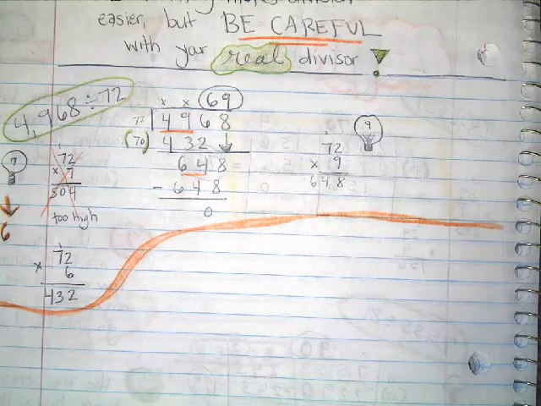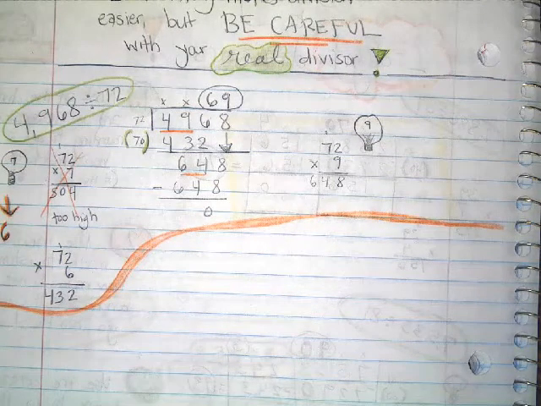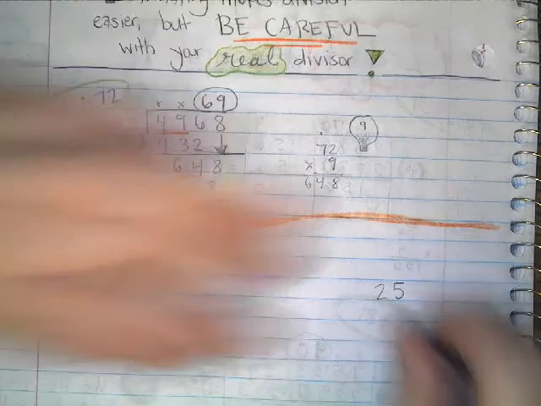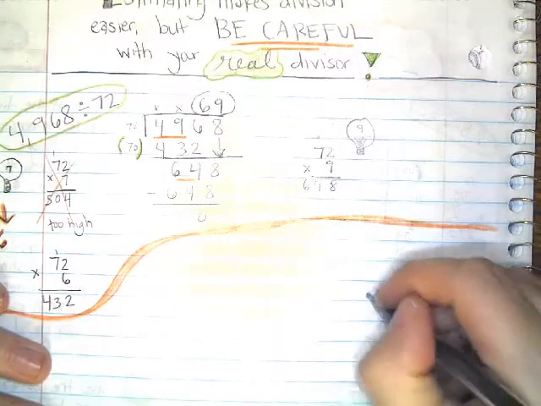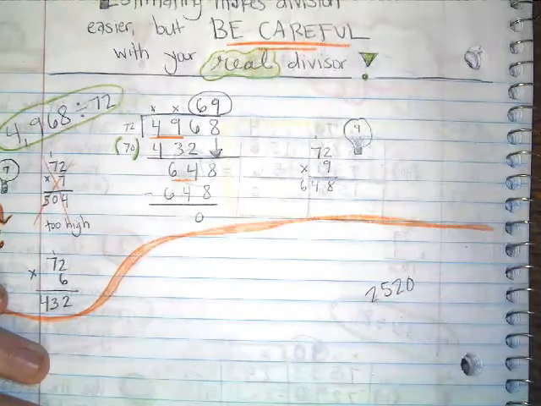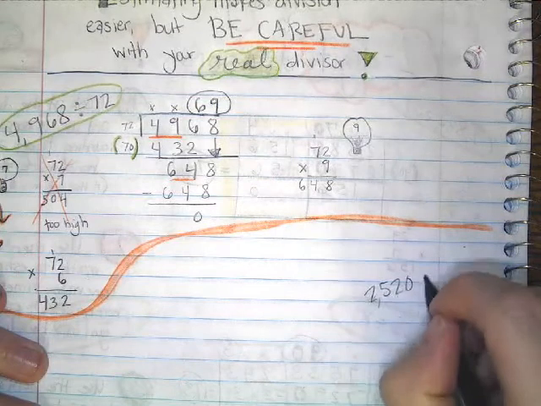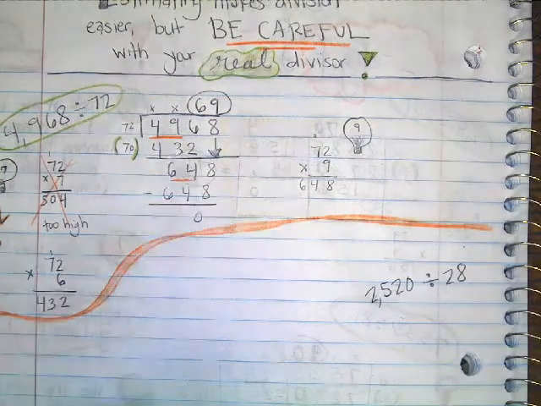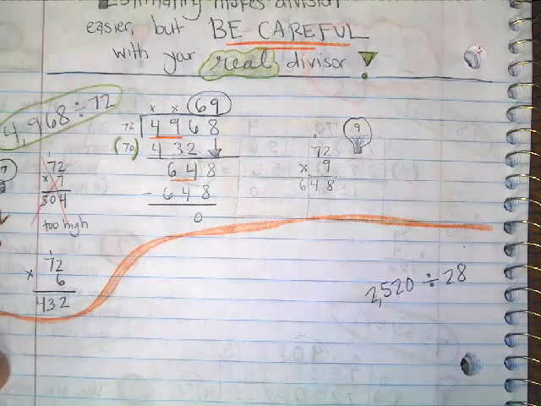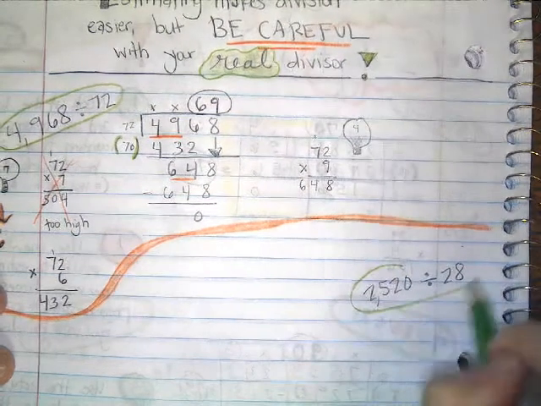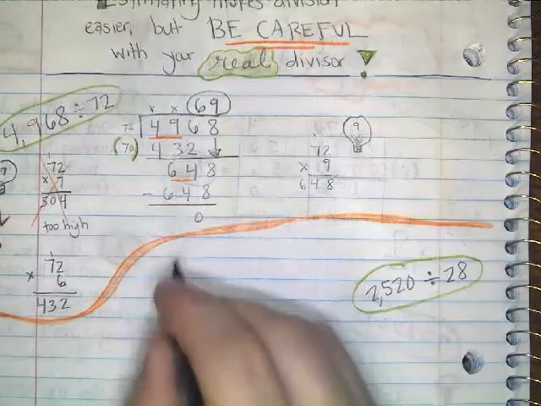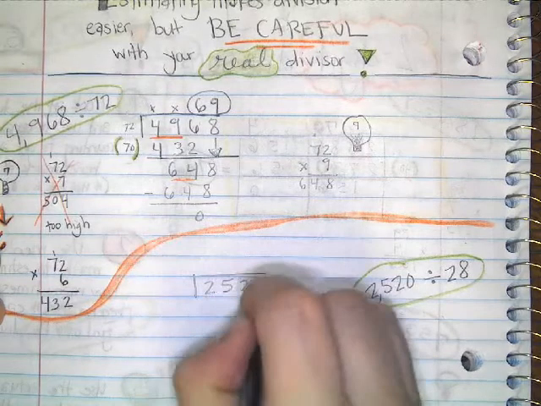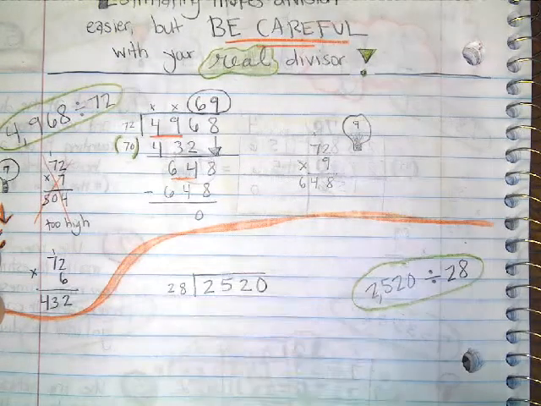Okay, the next problem we're going to try, I'm going to write diagonally over here on the right. The next problem we're going to try is 2,520 divided by 28. I'll circle it in green. And when I go to write this problem, I'm going to do it in the long division method again. So I will write it like this. No commas.